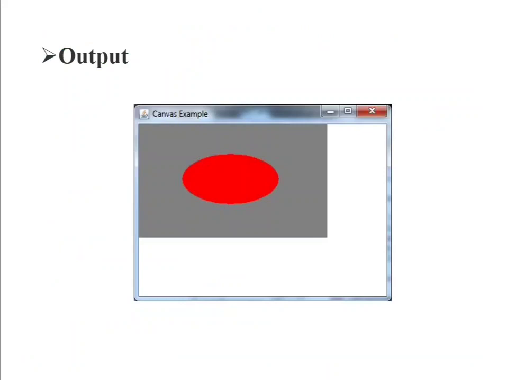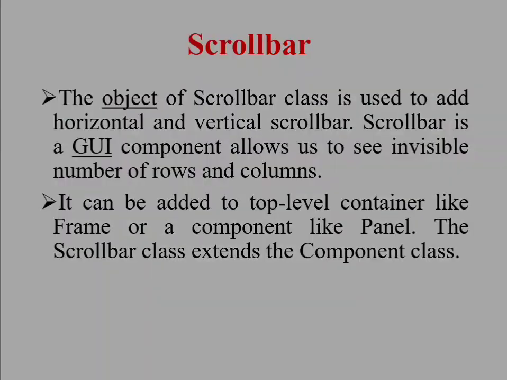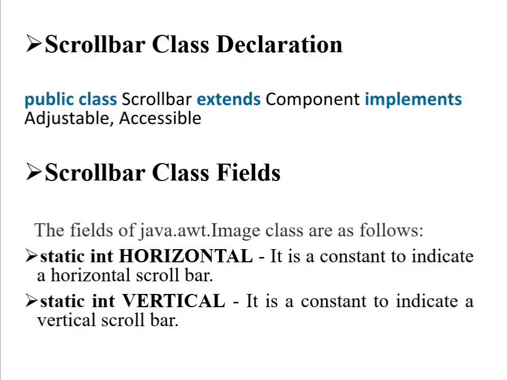The next one is the ScrollBar class fields. The fields of the ScrollBar class are as follows. First is static int HORIZONTAL, a constant to indicate the horizontal scroll bar. Static int VERTICAL is a constant to indicate the vertical scroll bar. Then the ScrollBar class constructors. First is ScrollBar(), which constructs a new vertical scroll bar. Then ScrollBar(int orientation), which constructs a new scroll bar with a specified orientation.